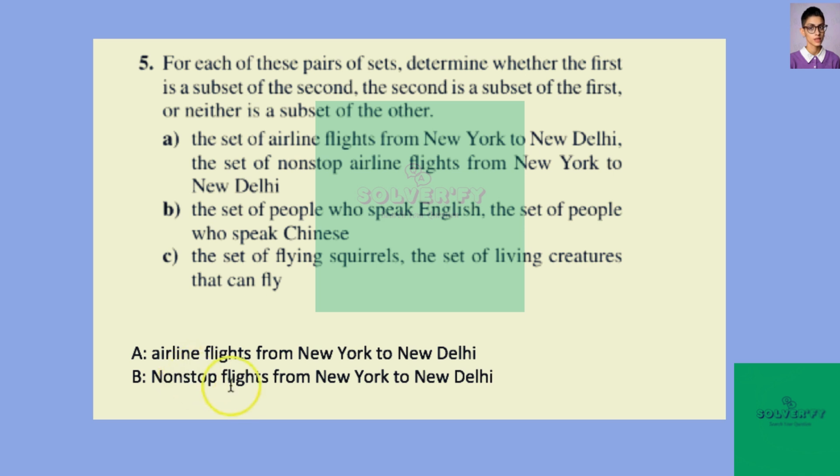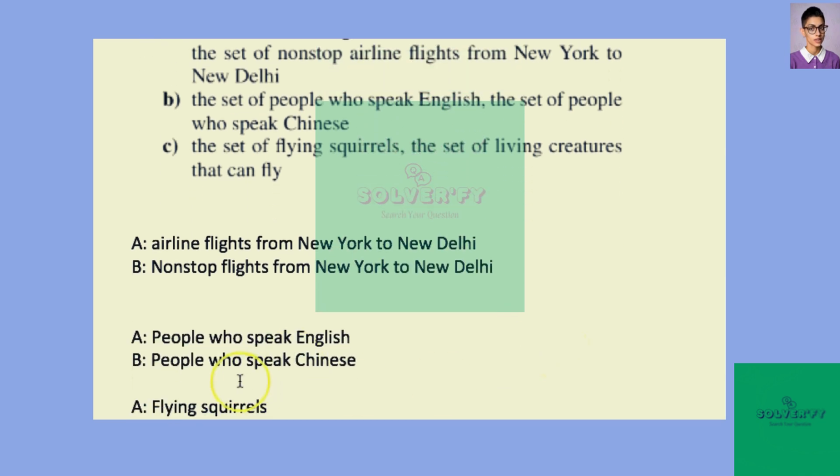The second one I'm going to define as you get on in New York, and when you get off the first airplane, you're in New Delhi. Okay, so I would say both achieve the same thing. You can get on the plane in New York and get off in New Delhi, but I'm going to say that these nonstop flights are a subset of just all flights from New York to New Delhi. So B, in this case, B is a subset of A. Nonstop flights from New York to New Delhi are a subset of all airline flights from New York to New Delhi.